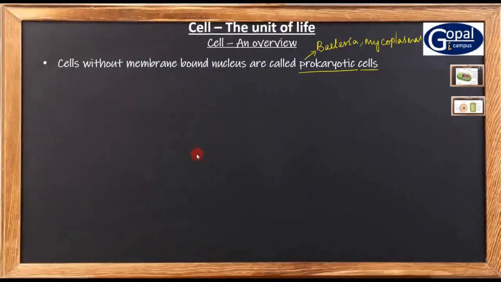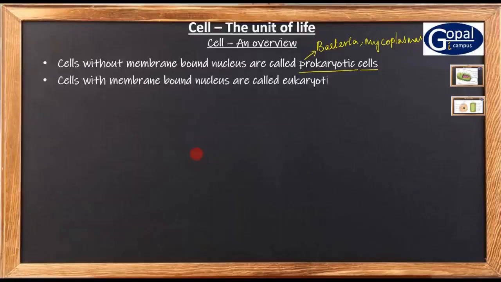Right? And there is one more type of cells, and these cells are called eukaryotic cells. So what are eukaryotic cells? Eukaryotic cells are those in which the genetic material is present inside a specific structure, and that specific structure is the nucleus. So here the genetic material is present within a membrane bound structure called nucleus.